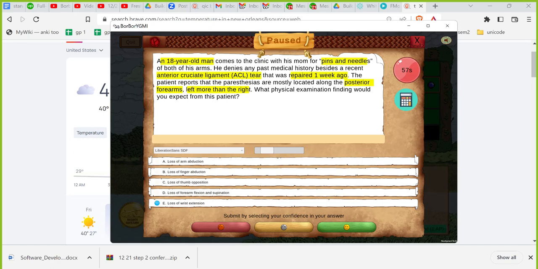Loss of finger abduction, I'm trying to remember. I think that might also be the median nerve, but I could be wrong. Loss of arm abduction has to do with like C6, C5 kind of brachial plexus. And forearm flexion and supination. So forearm flexion as opposed to extension. So extension is radial. Forearm flexion is median as well, right? Yes, that's correct.